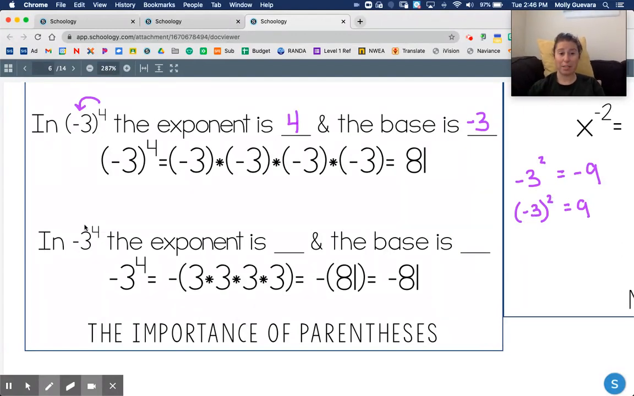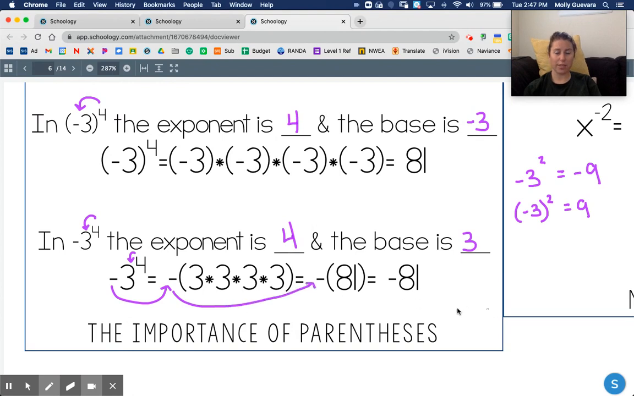Because here, what happens if you don't use the parentheses, the exponent is a 4, but the 4 is only touching the 3. So the base is not -3. The base is just 3. So what it says is, hey, I want you to write 3 4 times and then have this negative come out front. And that negative is just going to stay out front until the very end. So that's why here we got -81 versus here was 81.